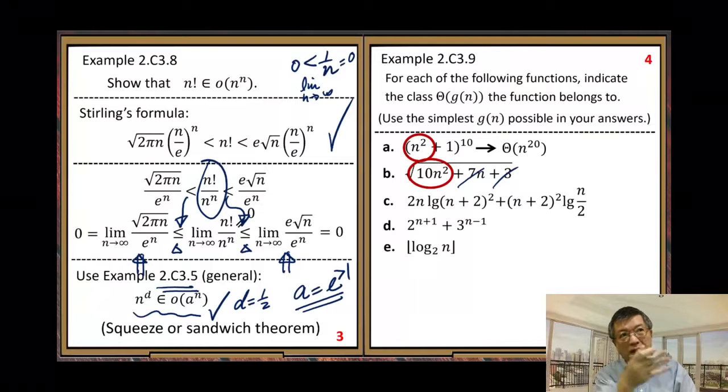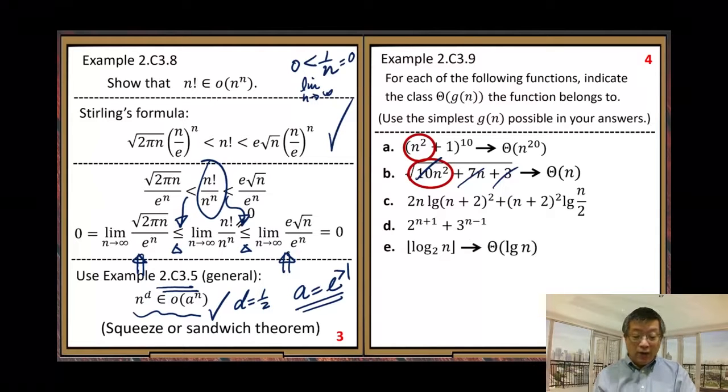So we take 10 n squared. But 10 is a constant, right? We can even drop that constant 10. So we just take n squared. The square root of n squared is n. So the answer is big theta of n. Very simple. Next one.